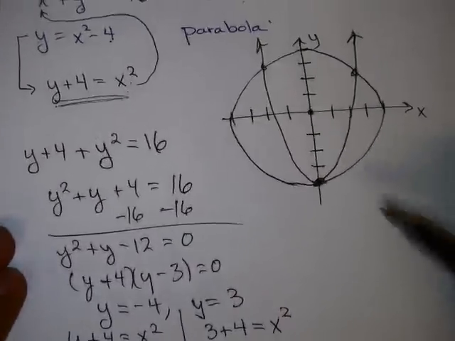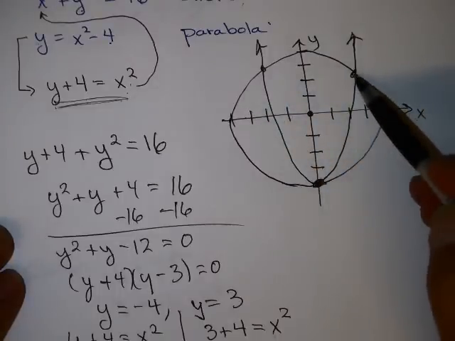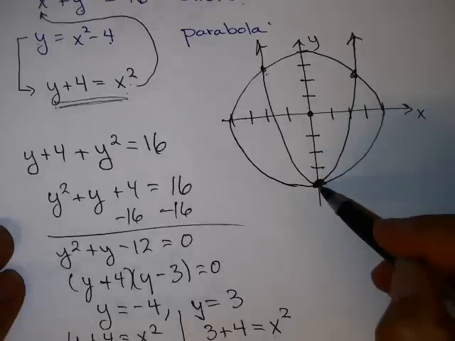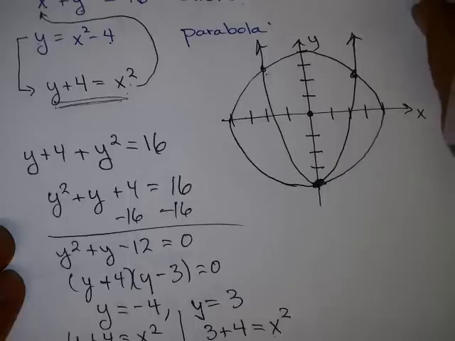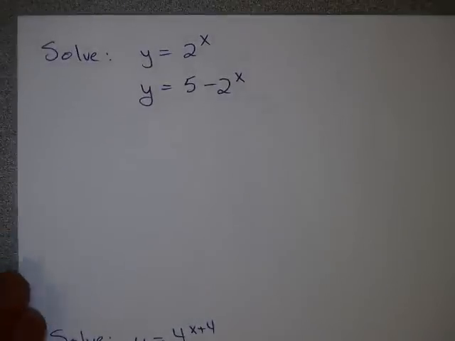If you look back at our original drawing, you see that this kind of makes sense. Here's square root of 7, 3. Here's minus square root of 7, 3. And here's 0, negative 4. So this is basically the idea behind solving systems of nonlinear equations. Let's do some harder ones.